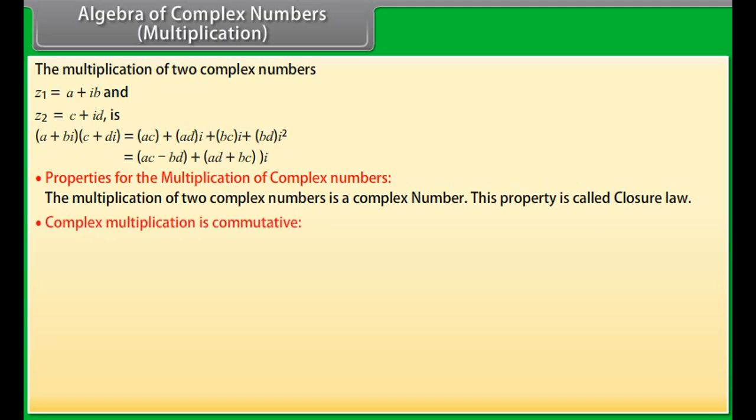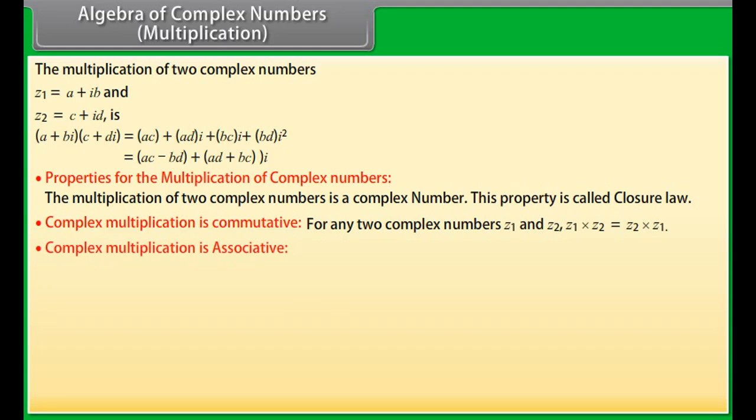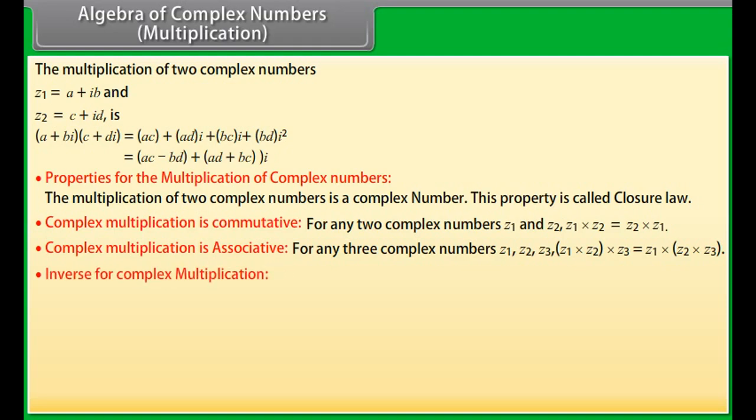Complex multiplication is commutative. For any two complex numbers Z1 and Z2, Z1 into Z2 is equal to Z2 into Z1. Complex multiplication is associative. For any three complex numbers Z1, Z2, Z3, Z1 into Z2 into Z3 is equal to Z1 into Z2 into Z3.